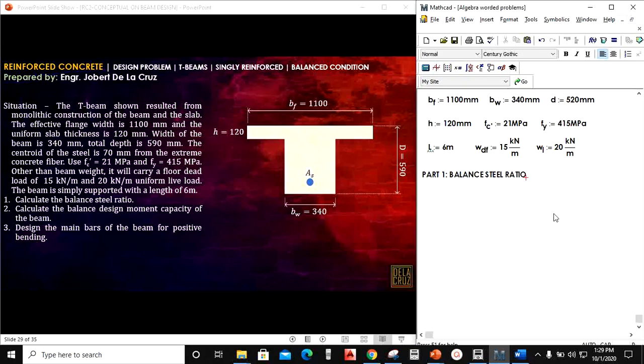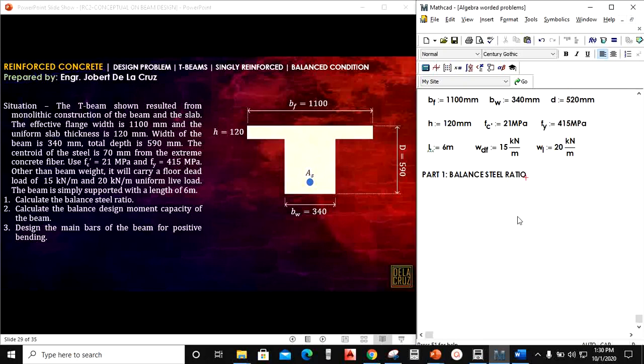And by the way, I will use here the MathCAD software, okay? Para mas madali sa akin yung discussion. Okay, kasi mahaba yung solutions dito. Now, we have the floor dead load 15 kilonewtons per meter and the floor live load 20 kilonewtons per meter. And take note that floor dead load is hindi pa kasama yung beam dyan. Okay, yung floor lang yan, including this slab. Okay, so we have the length of the beam as 6 meters. So I just put all the datas here.